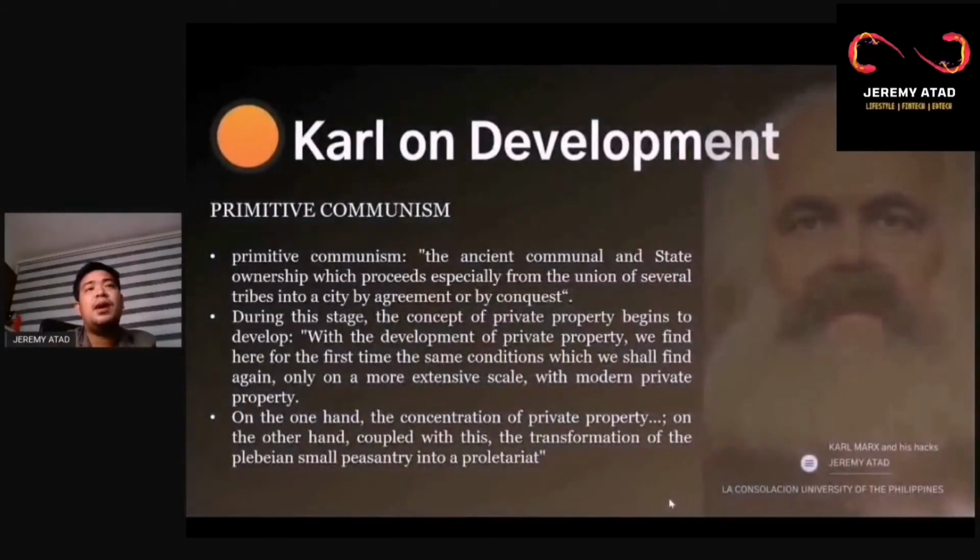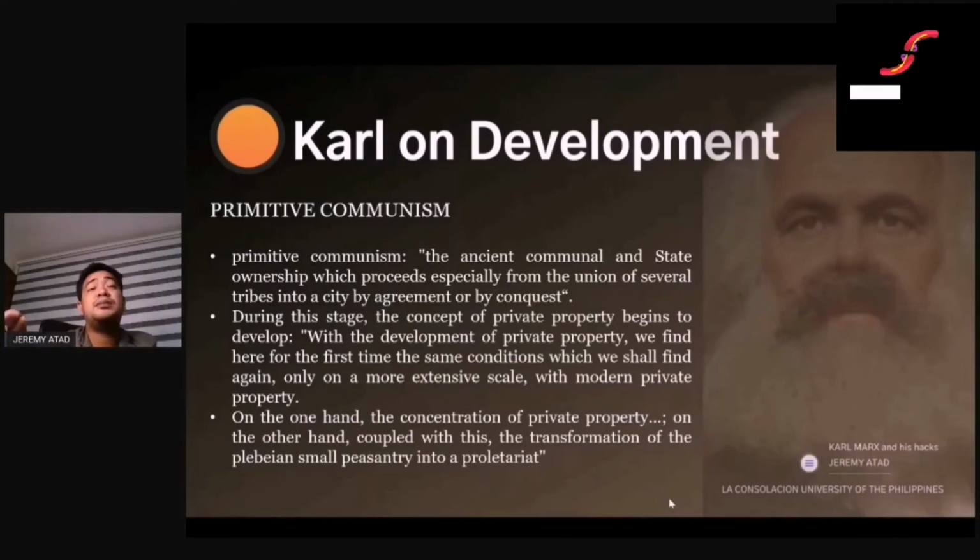Next, we have the primitive communism. Primitive communism, the ancient communal and state ownership, which proceeds especially from the union of several tribes into a city by agreement or by conquest. During this stage, the concept of private property begins to develop.